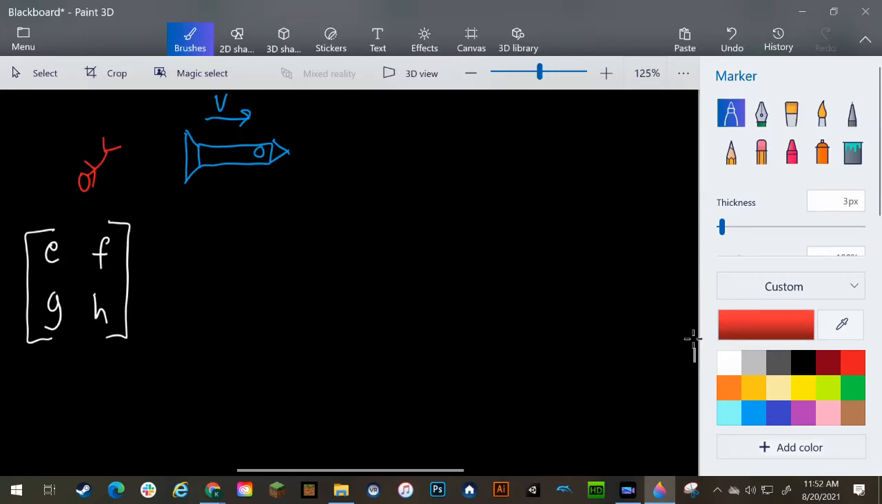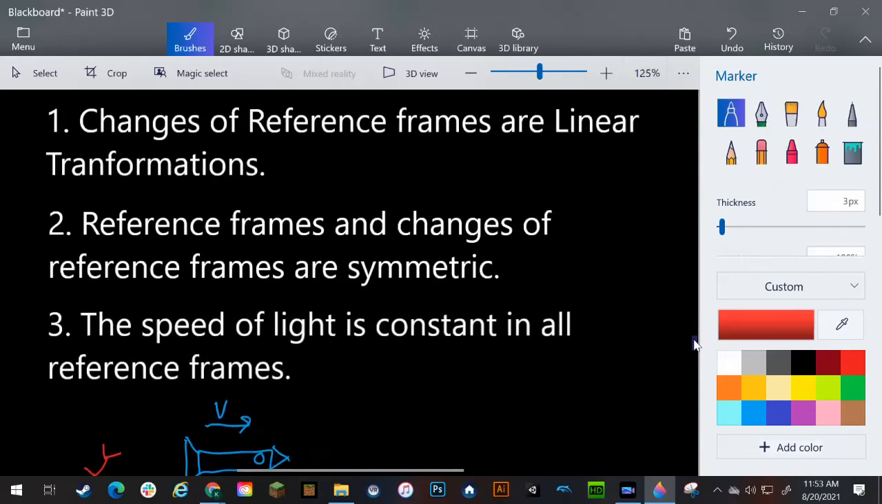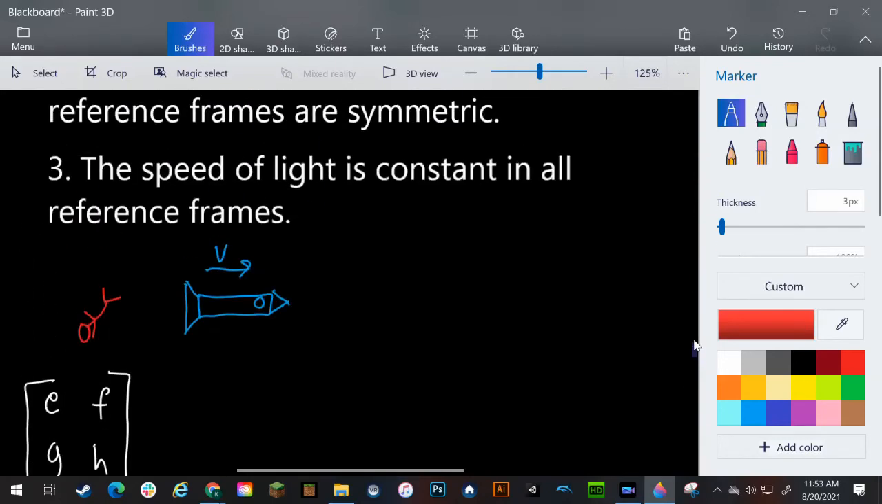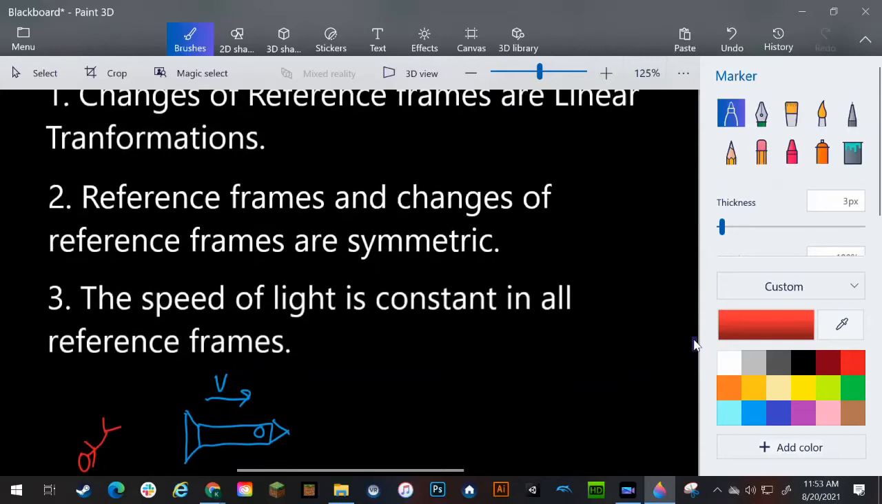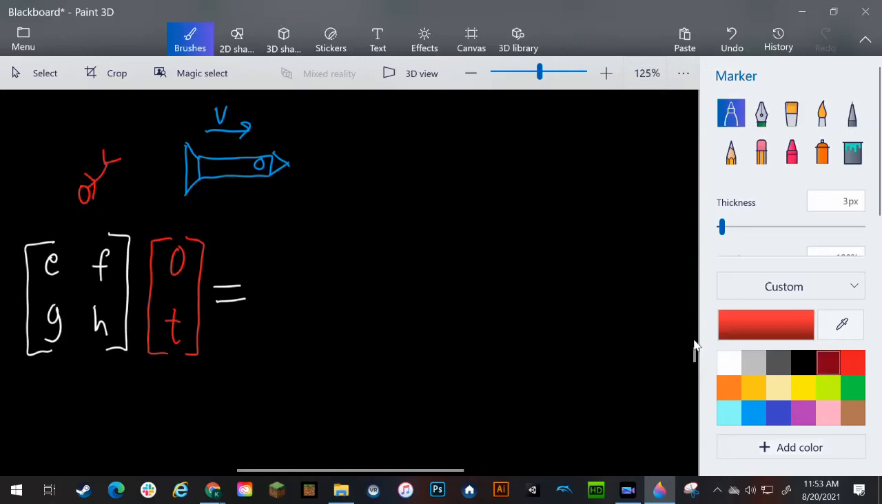Okay, so here's our new matrix. Again, we're using assumption 1, that changes of reference frames are linear transformations, to tell us that this should be a matrix. What other assumptions can we use to solve for some of these variables? Well, reference frames and changes of reference frames are symmetric. So that means that while in Bob's reference frame, Bob's world line still just looks like 0t, in Carl's reference frame, we know that Bob is still going to be moving away with velocity v, and so his world line should still have a slope of negative v.